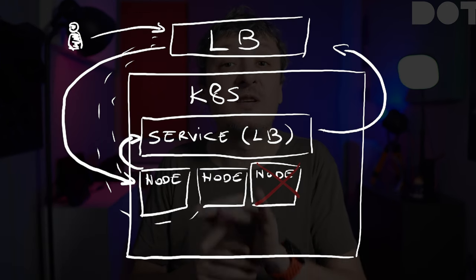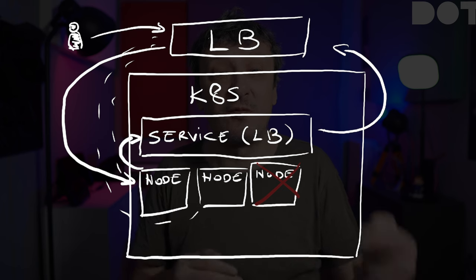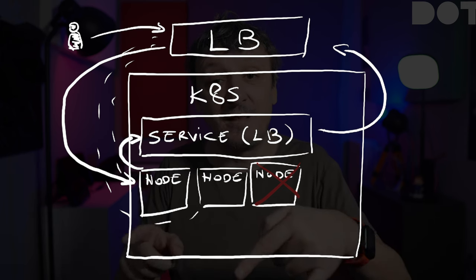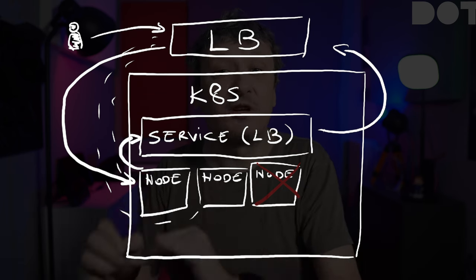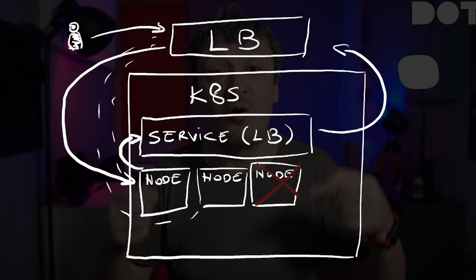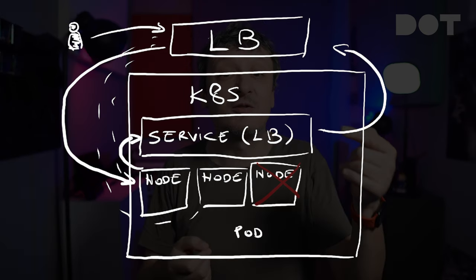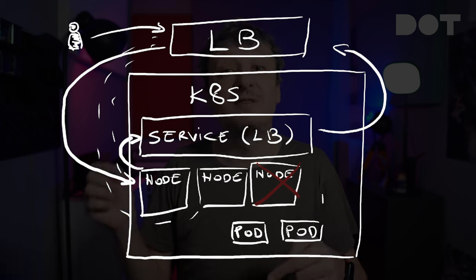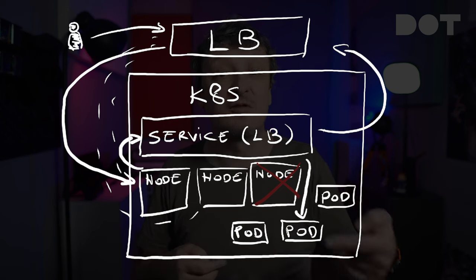That load balancer was automatically configured to accept requests on port 8080 and forward them to whichever auto-generated port was exposed on all nodes of the cluster. Once those requests enter nodes, the service itself redirects them to associated pods.